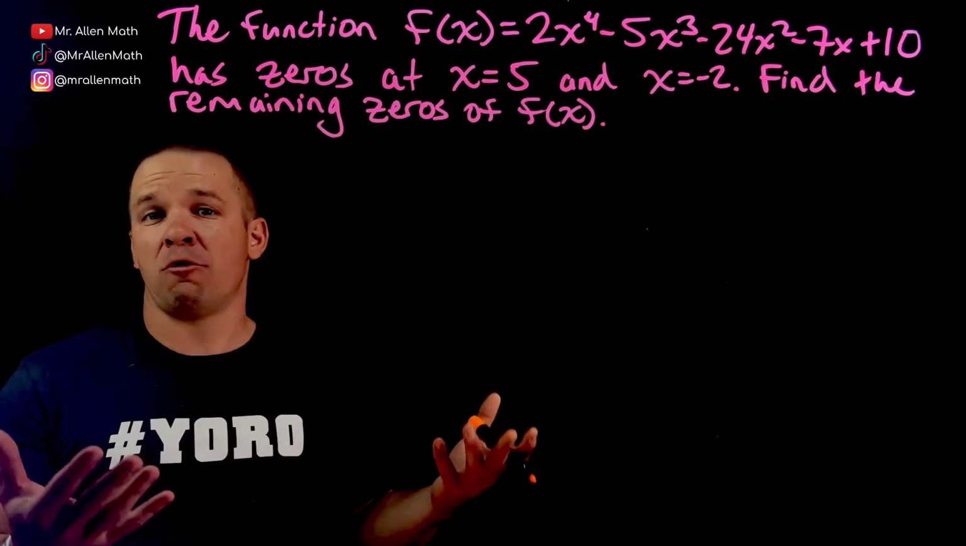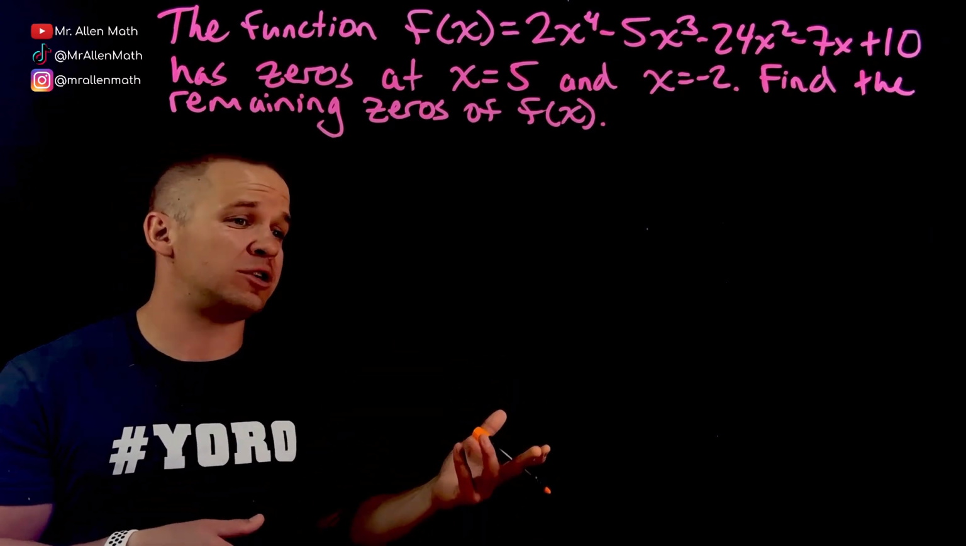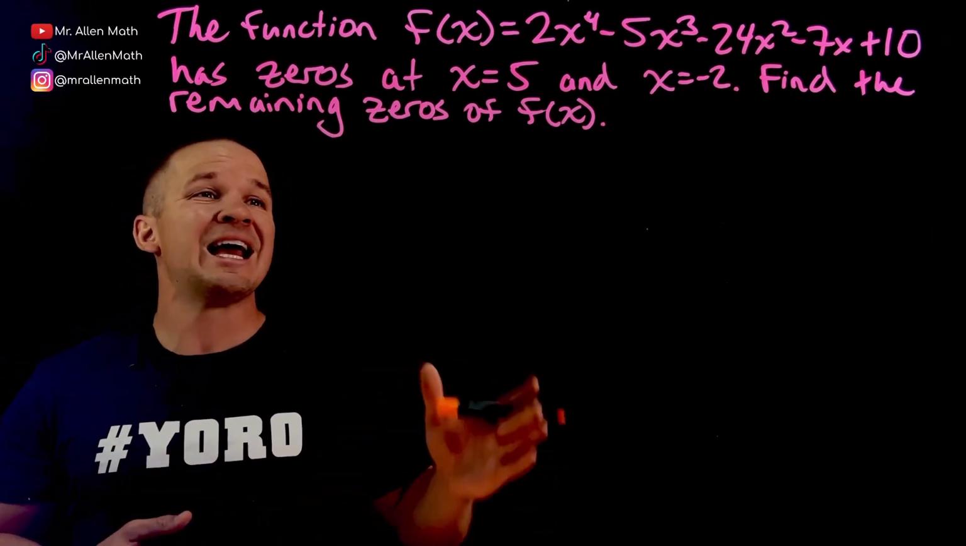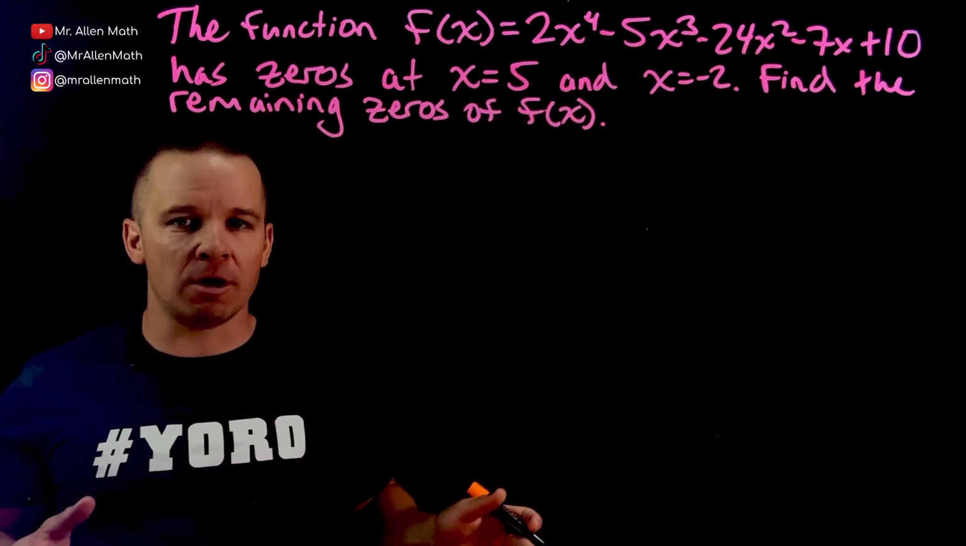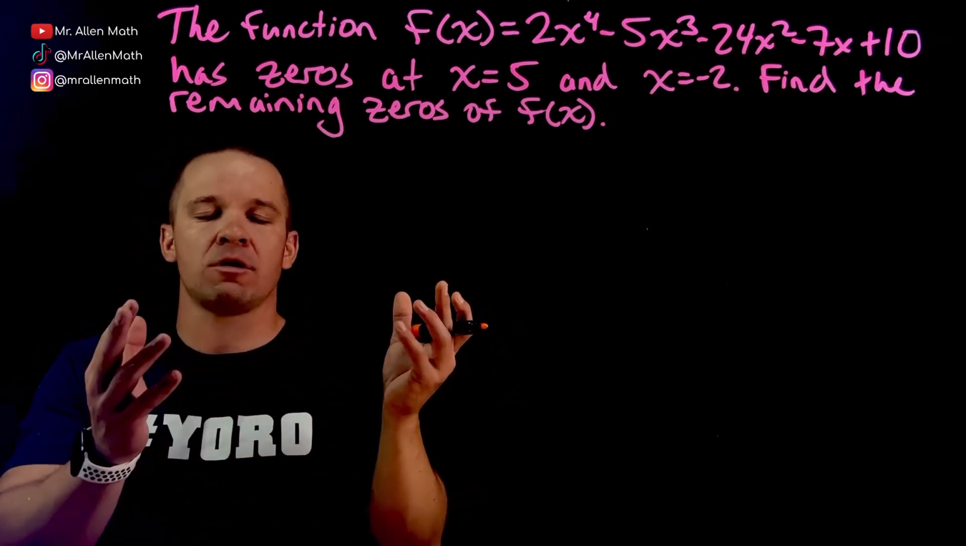Now, we could have 4 imaginary solutions. You could have 4 real solutions. You could have a mix of 2 and 2. In this case, we know we at least have 2 real solutions. So how do we go about finding the other 2 solutions that are currently missing?